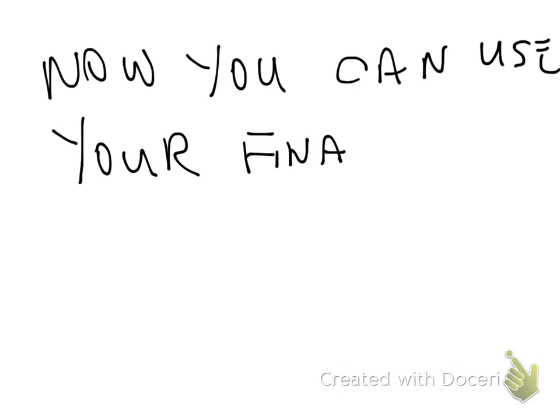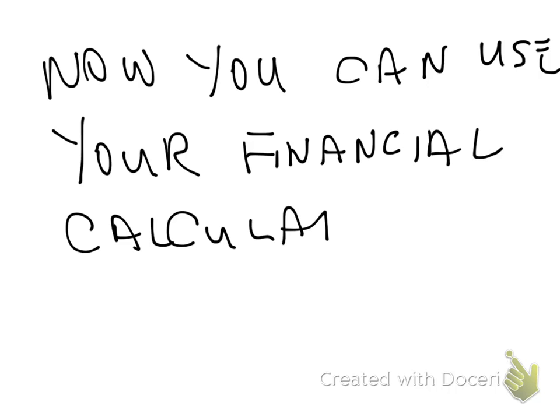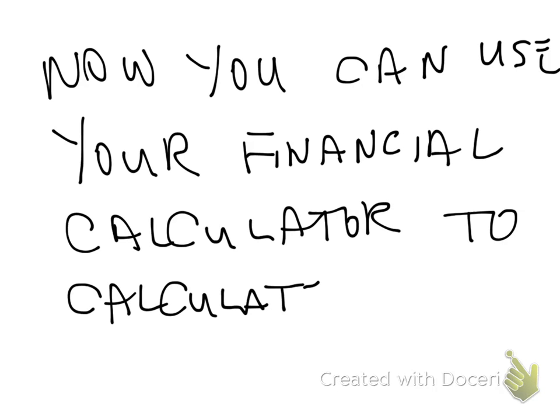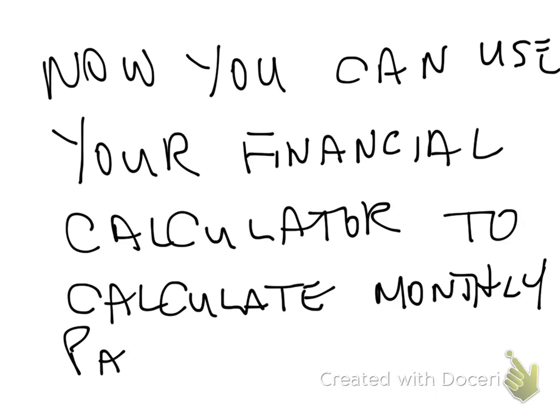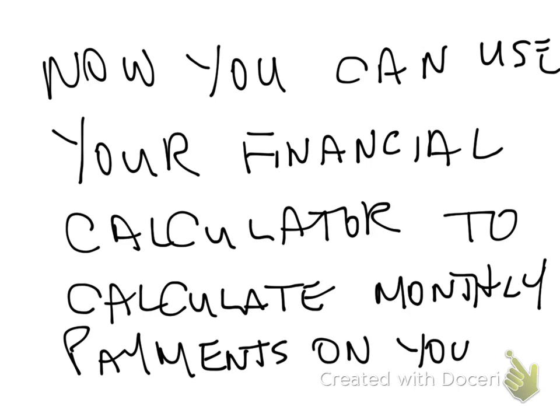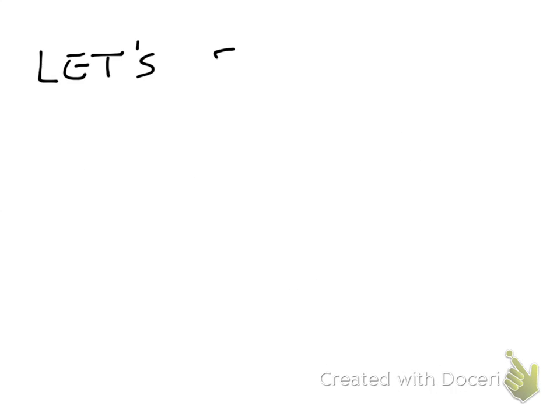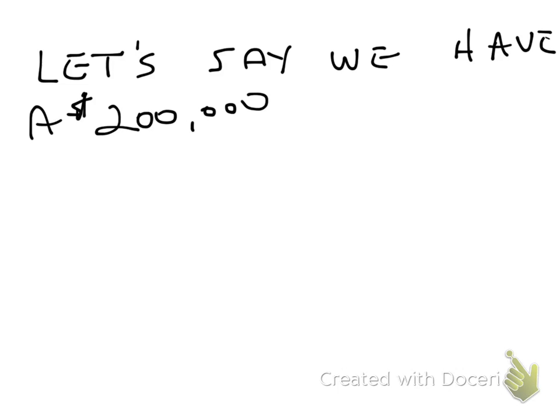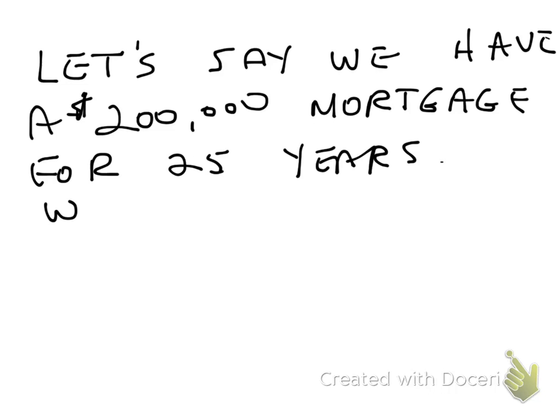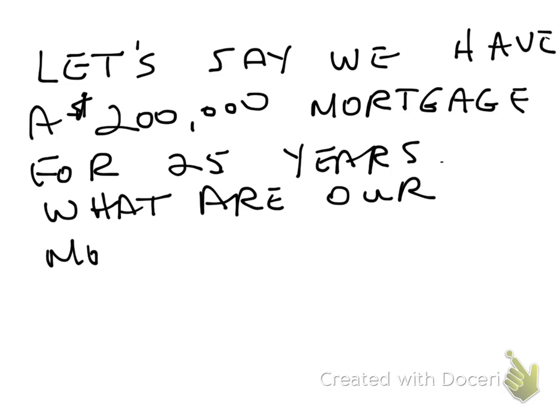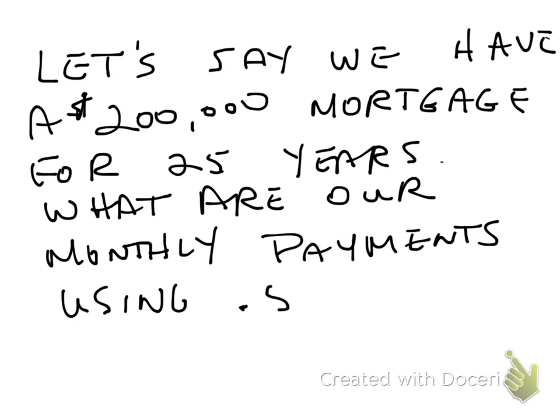So now we can use our financial calculator and simply key in those variables to calculate our monthly payment. Okay, so let's look at our example. So let's say we have a $200,000 mortgage. We have it for 25 years. And what are our monthly payments going to be in this case?